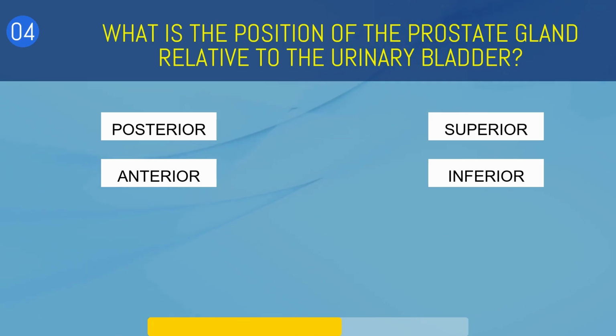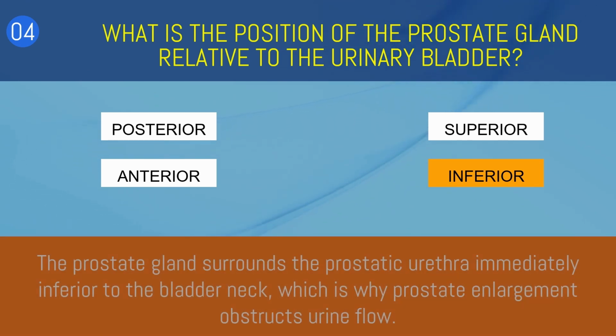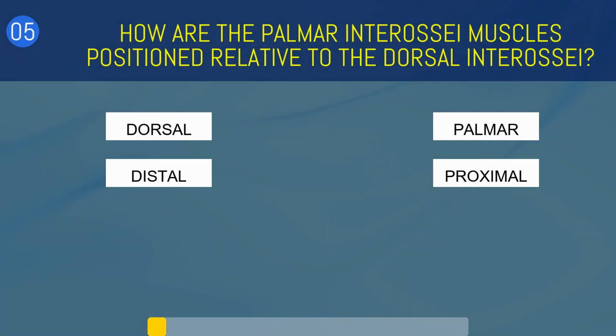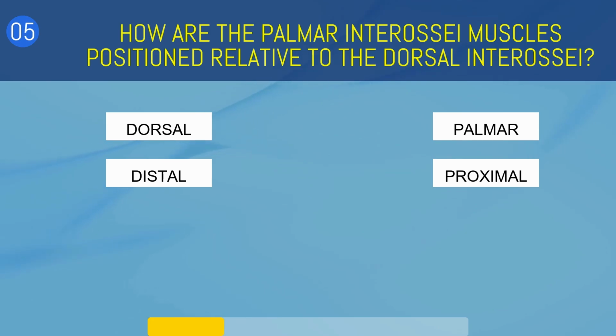What is the position of the prostate gland relative to the urinary bladder? Posterior, anterior, superior, or inferior? Inferior. The prostate gland surrounds the prostatic urethra immediately inferior to the bladder neck, which is why prostate enlargement obstructs urine flow.